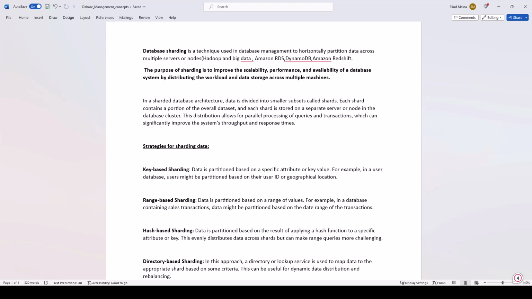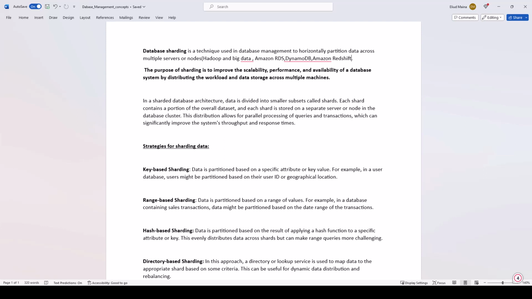Another service we can use is Amazon DynamoDB. DynamoDB is a fully managed NoSQL database service provided by AWS. It inherently supports automatic sharding and replication of data across multiple partitions to ensure scalability and availability. You can define partition keys to distribute data evenly across shards.